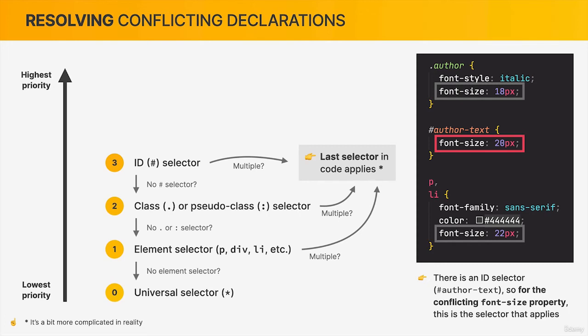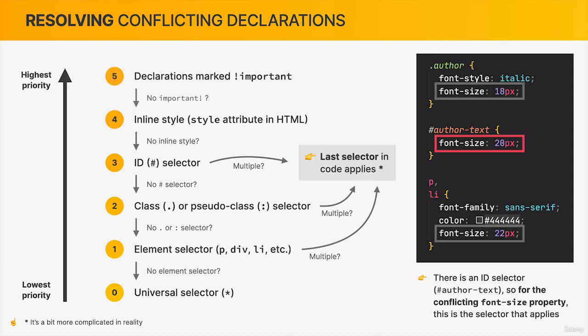But just for the sake of completeness, there are actually things that have a higher priority than the ID selector. So one of those things is inline styles. So remember that we declare inline styles by using the style attribute in HTML. Now, since we shouldn't actually do this anyway, this is not really important. But you should still know that these styles actually have priority over the styles that are declared using an ID selector.